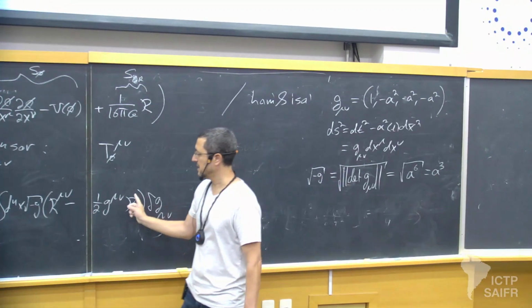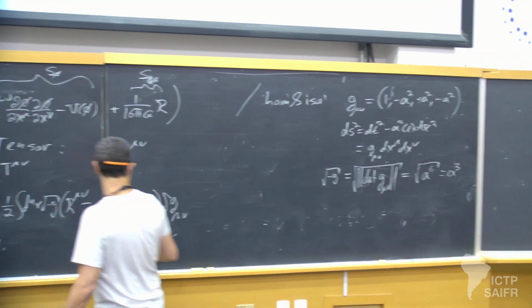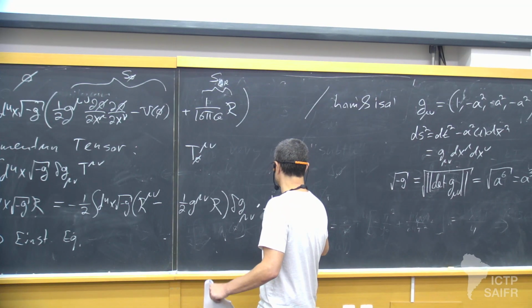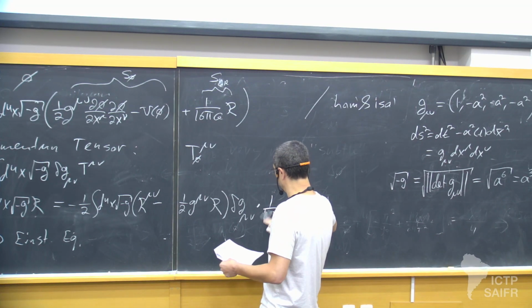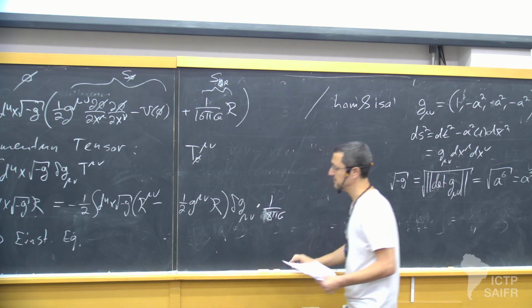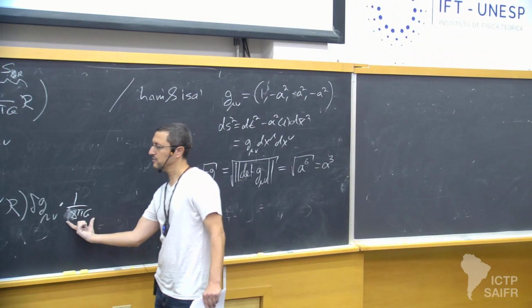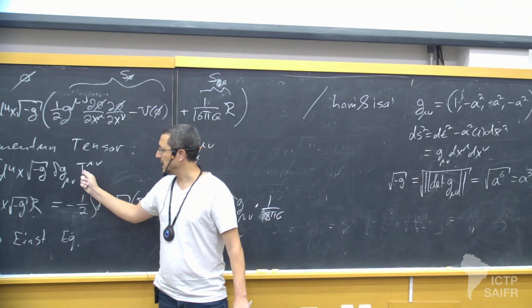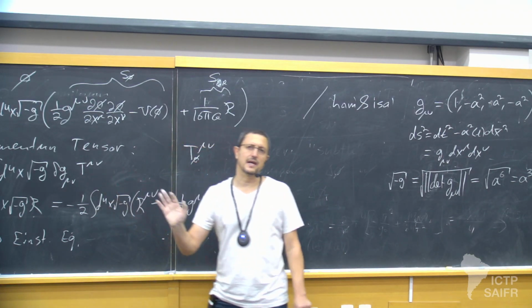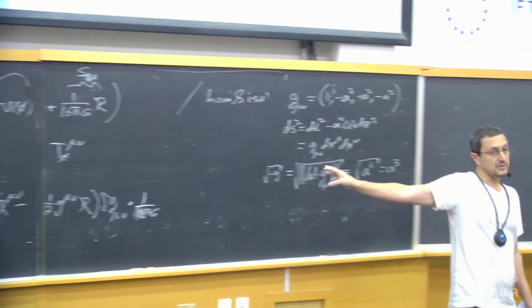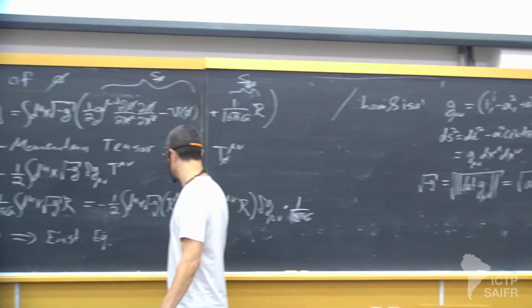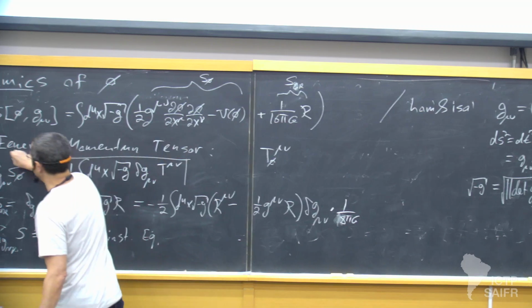Because you will find that there is 1 over 16 pi G, 8 pi G. You will just retrieve that 1 over 8 pi G times this Einstein tensor plus T mu nu have to go to 0, which is exactly the Einstein equations with my signature. Okay, so you can check. This is just a check on this object.